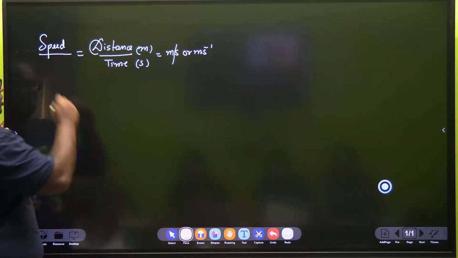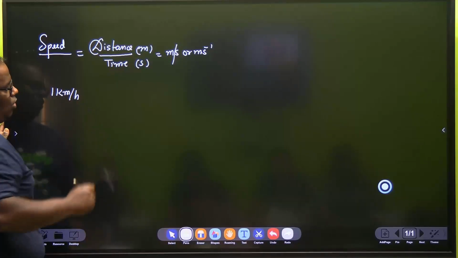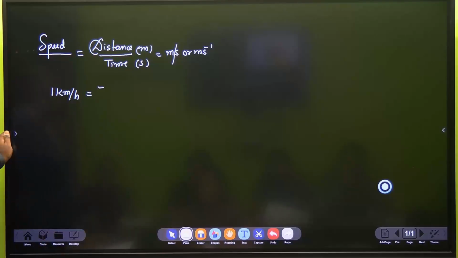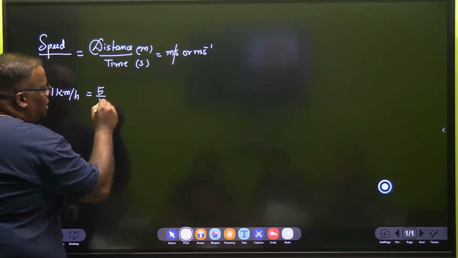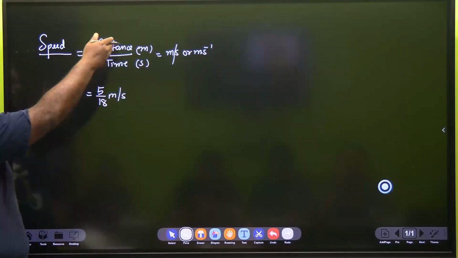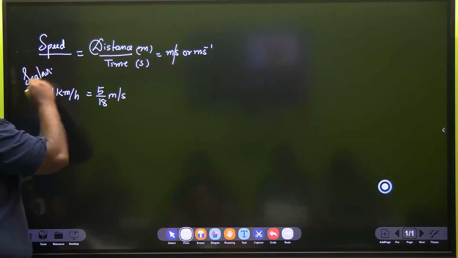Then some conversions we saw: 1 kilometer per hour is equal to how much? 5 by 18 meters per second. Always remember this, right? And speed, since distance is a scalar, speed itself is also a scalar quantity, right?